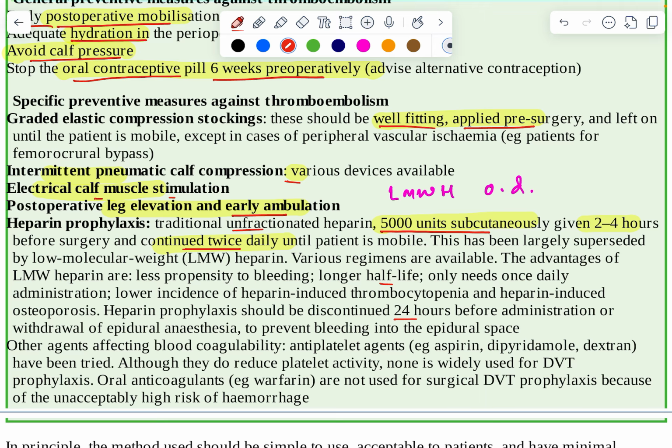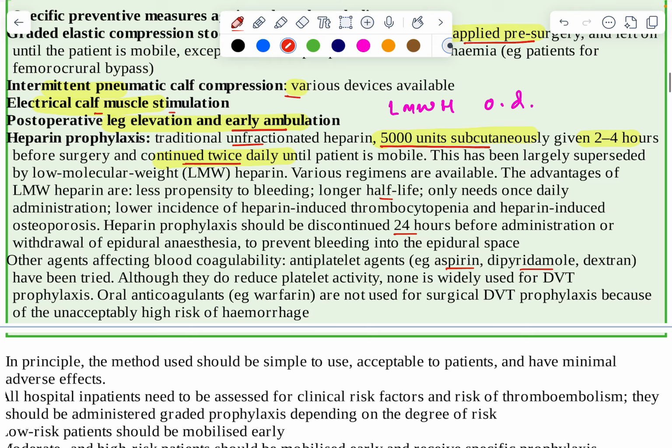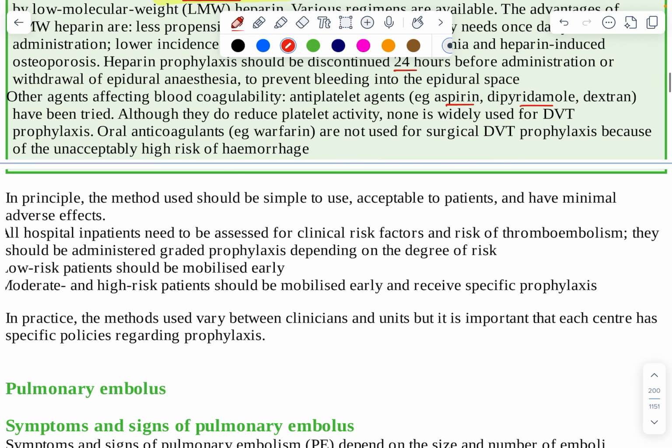Prevent bleeding into the epidural space. Other agents affecting blood coagulability are antiplatelets. These are aspirin, dipyridamole, and dextrans; they have been tried, although they do reduce platelet function, in the widely used DVT prophylaxis. Oral anticoagulants are not used for surgical DVT prophylaxis because of the unacceptably high risk of hemorrhage. In principle, the method used should be simple, acceptable to the patients, and have minimal adverse effects.